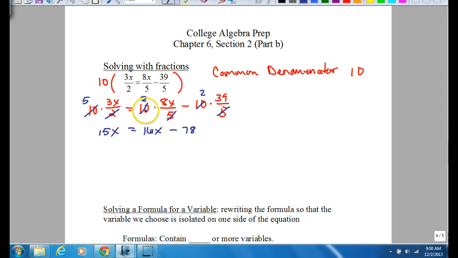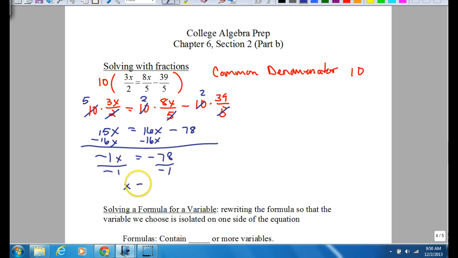And this becomes 10 divided by 5 is 2, and 2 times 8. Okay? And this becomes 10 divided by 5, which is 2, and 2 times 39, so it's 78. And by doing that, it gets rid of the denominators altogether. Minus the 16. Yep, minus 16 from both sides. Negative 1x equals negative 78. Now what do I do? Negative, positive. Yep. So x equals 78.